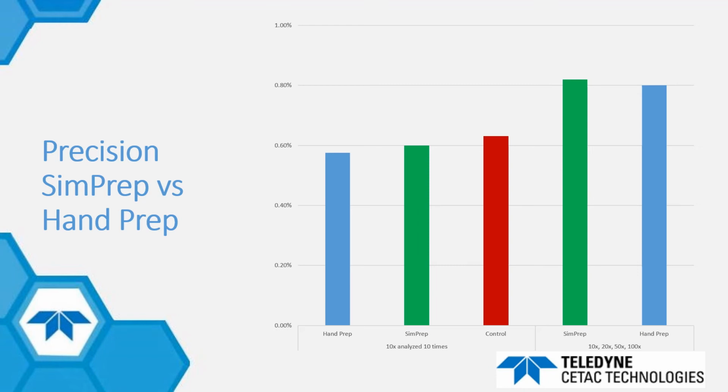On the right was a slightly different test where we wanted to verify our RSD performance not only with a 10x dilution, which is a fairly simple dilution really, but also a 20x, a 50x, and a 100x. So we prepared those dilutions several times each and did the same thing. We ran them on the ICP-MS and gathered the RSD data for each set. And those, you can see the hand prep looks to be a tiny bit better, but really they're more or less within the error bars, as we can see on our control with the other group.